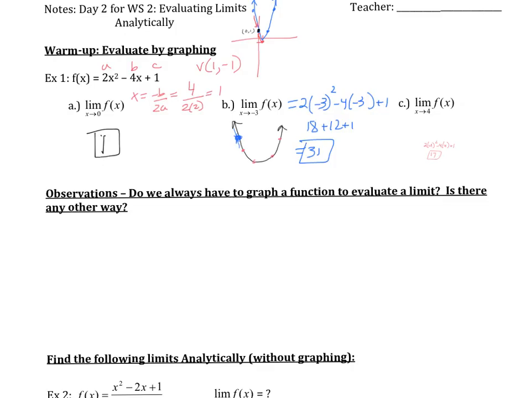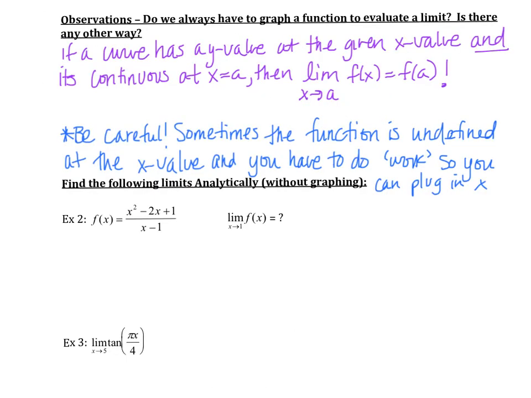The next question that we want to ask ourselves is, do we always have to graph the function, or when can we avoid graphing the function and simply plug in an x value? Pause the video and talk about this for a moment with your partner. Okay, so hopefully the result that you came up with is that we don't always have to draw a graph. For many limit problems, you don't have to graph at all. And that's part of the reason we analyzed so many graphs the other day.